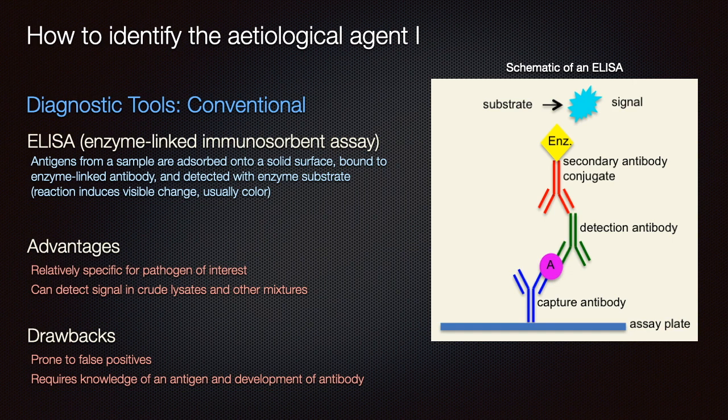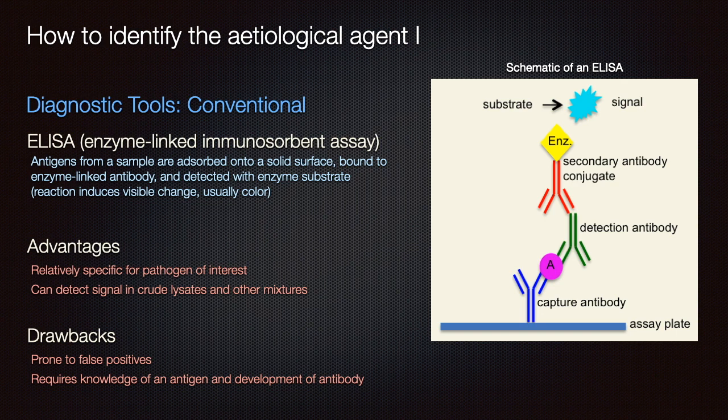Another more specific method is called the ELISA, or the enzyme-linked immunosorbent assay. In an ELISA, antigens from a particular sample are adsorbed onto some solid surface, usually a slide or a dish. They are then bound to an enzyme-linked antibody and detected with an enzyme substrate that causes some reaction that usually induces a visible change, such as color.